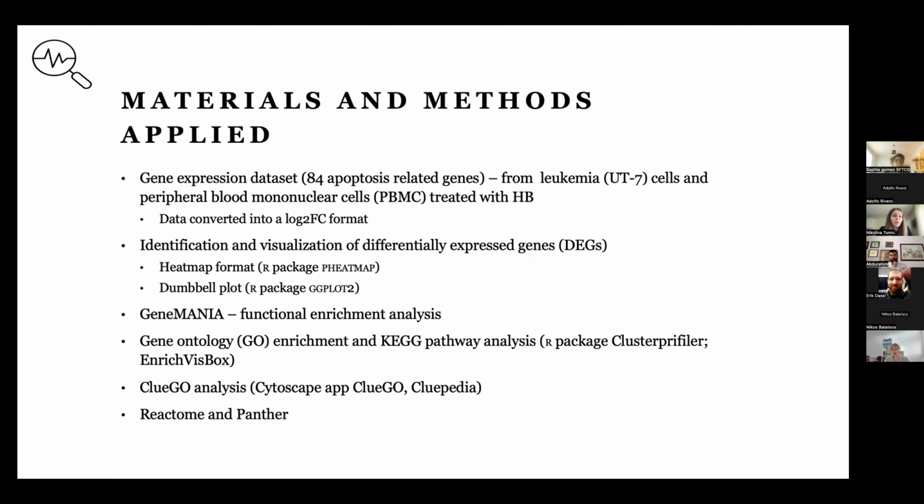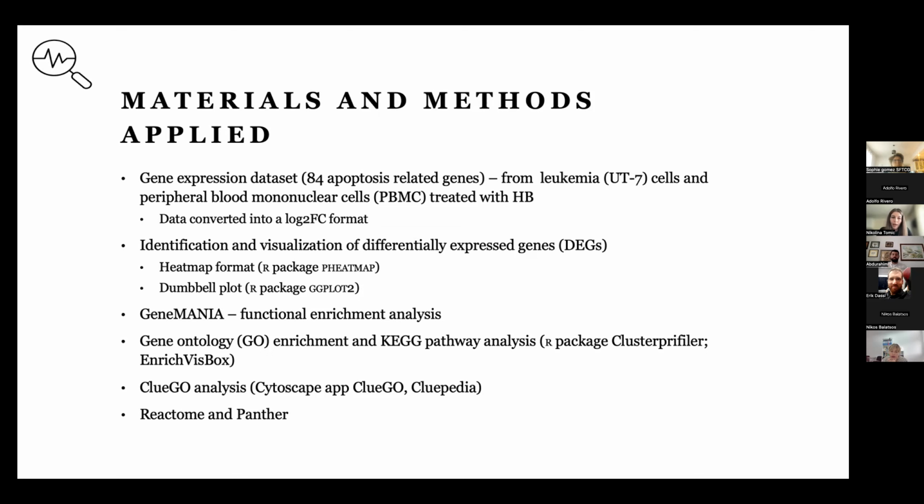The raw data set was converted into the log2 fold change format to be easily analyzed in bioinformatic tools. The differentially regulated genes were first visualized in the form of a heat map and dumbbell plot using the R packages pheatmap and ggplot. After that, GeneMANIA was used to construct a protein-protein interaction network for functional enrichment analysis. Gene Ontology enrichment and KEGG pathway analysis were also performed using the R package clusterProfiler and Enrichr.